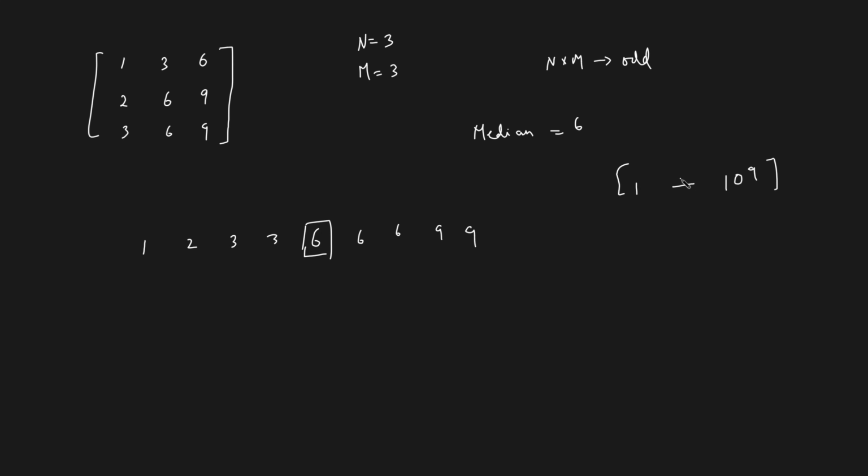Again, this can vary because it can be negative, right? But let's assume that we are solving this problem keeping the constraint that the matrix integers can be between 1 to 10 to the power 9.